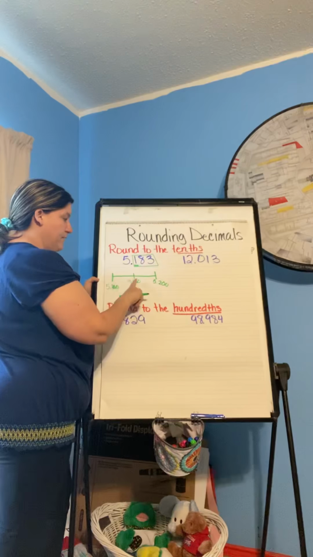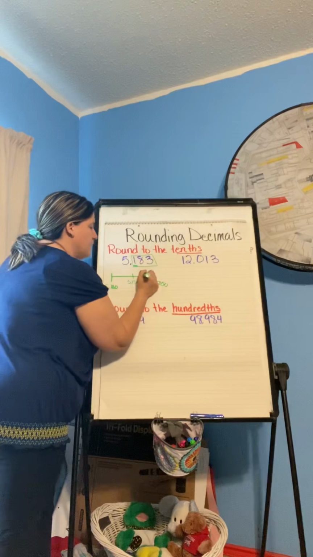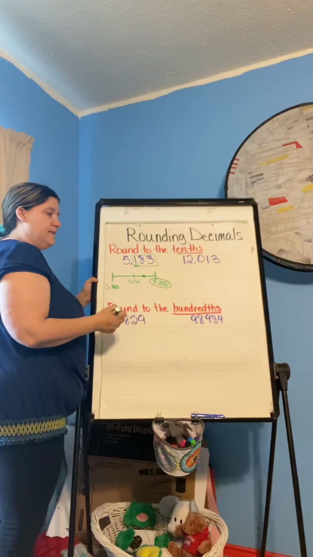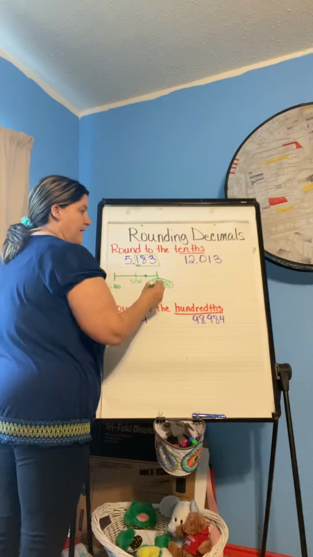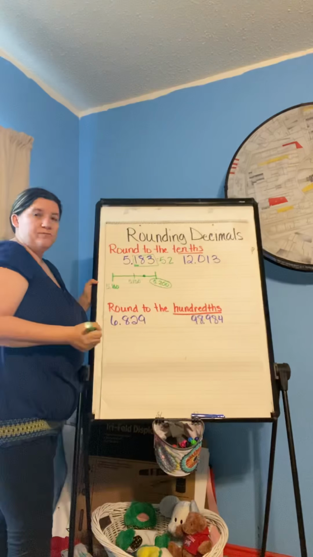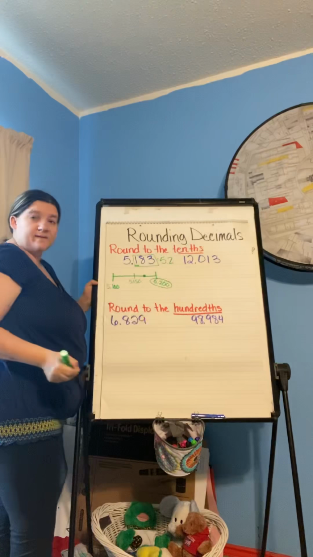Well, here's 100, 150, 200. So it's going to go over here. So that means my number rounds to this. It can also be written as 5 and 2/10 since we're rounding to the 10th place.